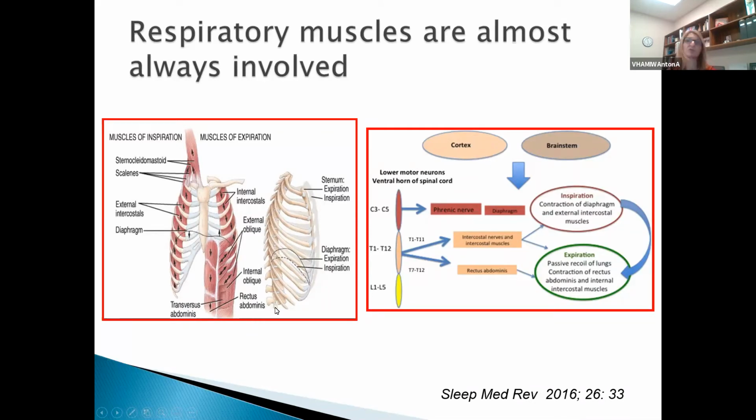What about expiration? Well, normal expiration, when we don't need any help, is a passive process based on the elastic recoil of the lung. However, when we need extra help to squeeze air out of the lungs, the abdominal muscles get involved. And here the picture on the right shows where the innervation of different types of muscles comes from. So the diaphragm gets innervation from the top part of the spinal cord, the cervical C3 to C5 level, whereas the intercostal muscles and the abdominal muscles get innervation from the thoracic spine.